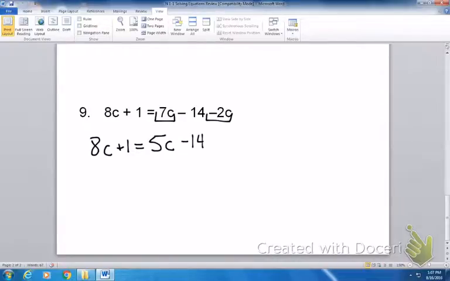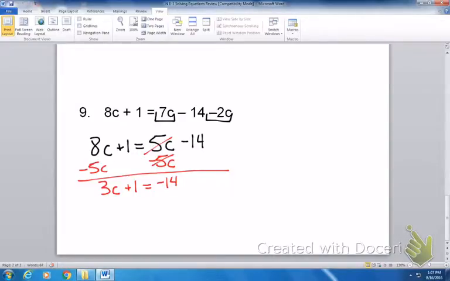And now this looks a lot like number 8. Now again, you could move the 8c to the other side if you wanted to. You're going to end up dealing in more negatives if you do that. I'm going to move the 5c to the other side. Remember, I need my c's on the same side. So I'm going to subtract 5c from both sides. 8c minus 5c is 3c plus 1 equals 5c minus 5c is 0, so it equals negative 14.